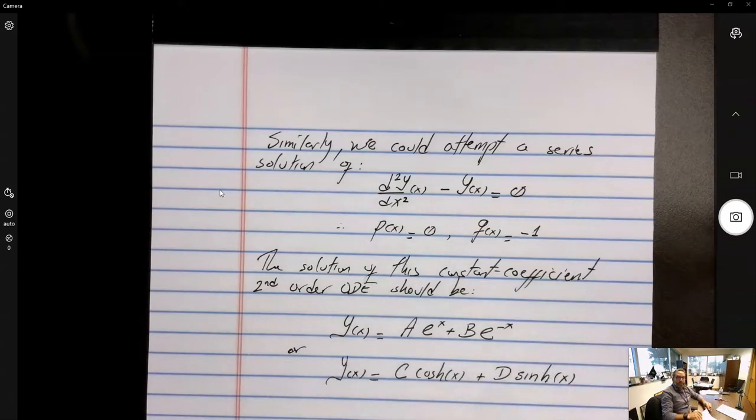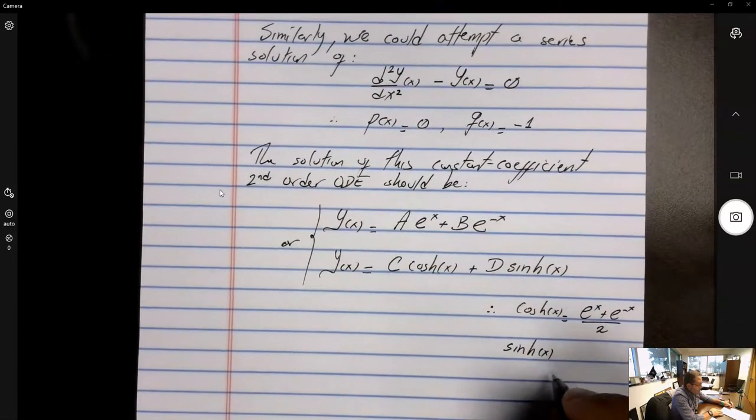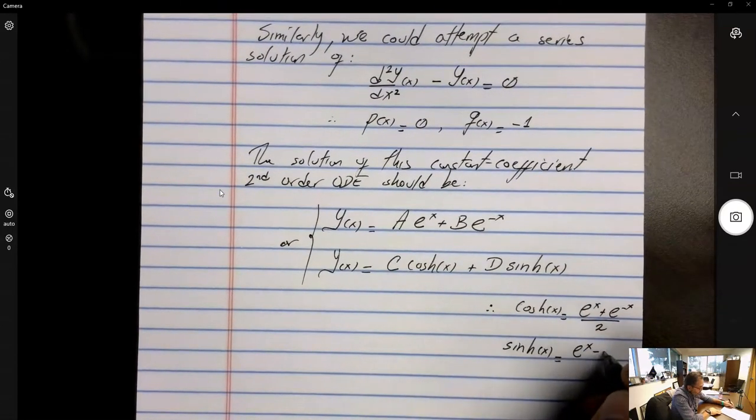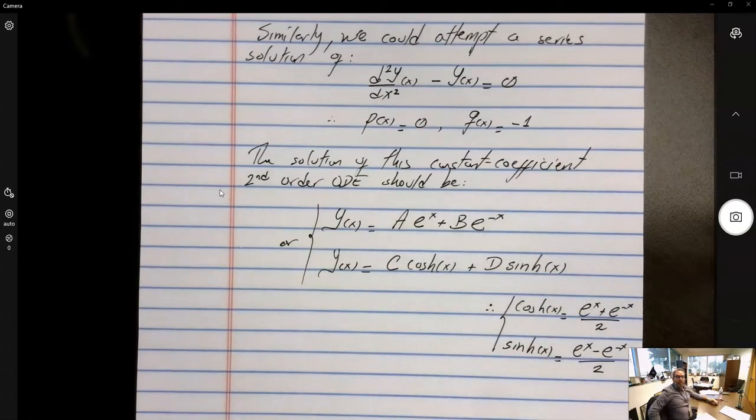Same thing. So recall that the cosine hyperbolic of x is defined as e to the x plus e to the minus x divided by 2, and the sine hyperbolic of x is equal to e to the x minus e to the minus x divided by 2. Okay, that's the definition of the cosine hyperbolic and the sine hyperbolic. They're just basically exponential functions.